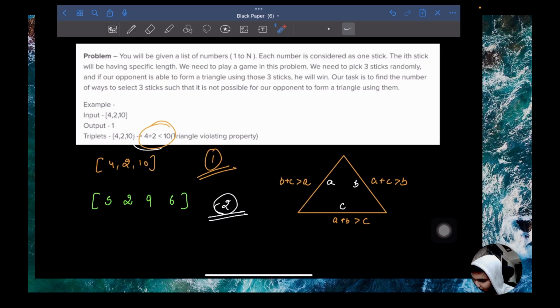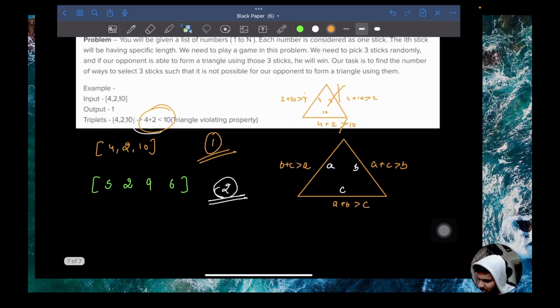Okay. For example, in 4, 2, 10, if you see, 4 plus 10 was greater than 2, good to go. 2 plus 10 was greater than 4. But 4 plus 2 was not greater than 10. Hence, we won't be able to form a triangle like this. If you try to draw a triangle like this, you won't be able to draw it.